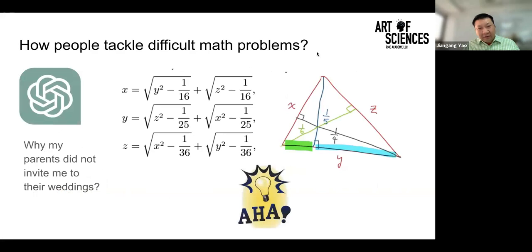Another difficulty in AIME is that some problems do not have a straightforward direction to solve them. We can compare this with a challenging question to ChatGPT, where some people ask why the parents did not invite the child to their wedding. ChatGPT always says that whether the parents invite anyone to their wedding is their personal choice, and maybe you can talk to them frankly that you feel unhappy that they did not invite you to their wedding.